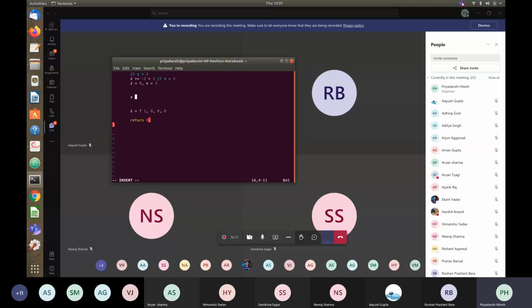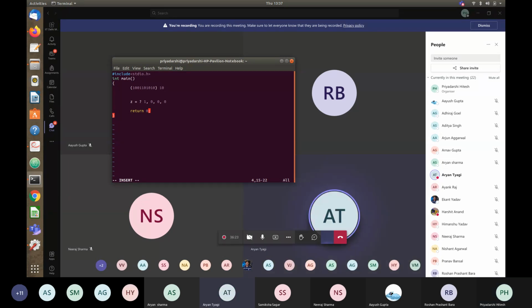Anyone has any idea how will you convert a binary number to a decimal number? So to divide by 2 and finding the remainder 1, 1 and 0, whatever. Oh, you are converting from binary to decimal, not decimal to binary. Oh, sorry.